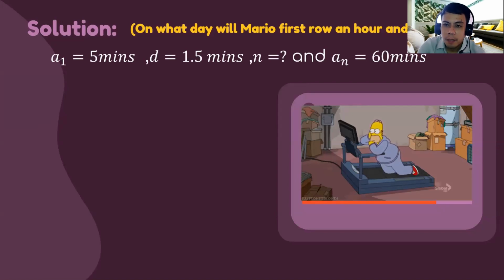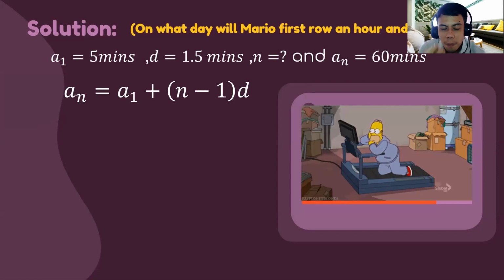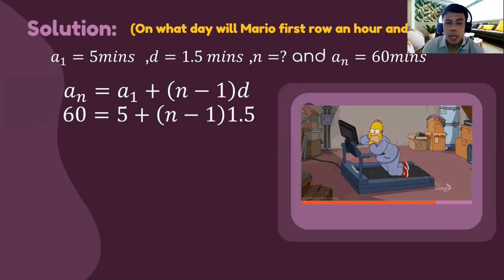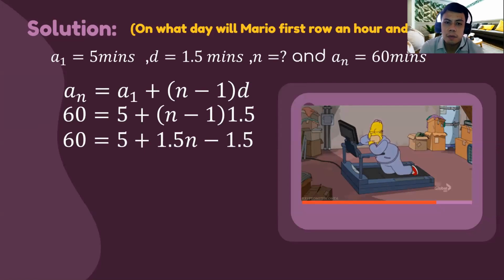Okay? So we apply the arithmetic sequence formula. We will substitute a sub n equals 60 equals a sub 1, which is 5, plus n minus 1 times the common difference, which is 1.5. So distribute 1.5 to each of the terms inside the parentheses. 1.5 times n is 1.5n. 1.5 times negative 1 is negative 1.5.